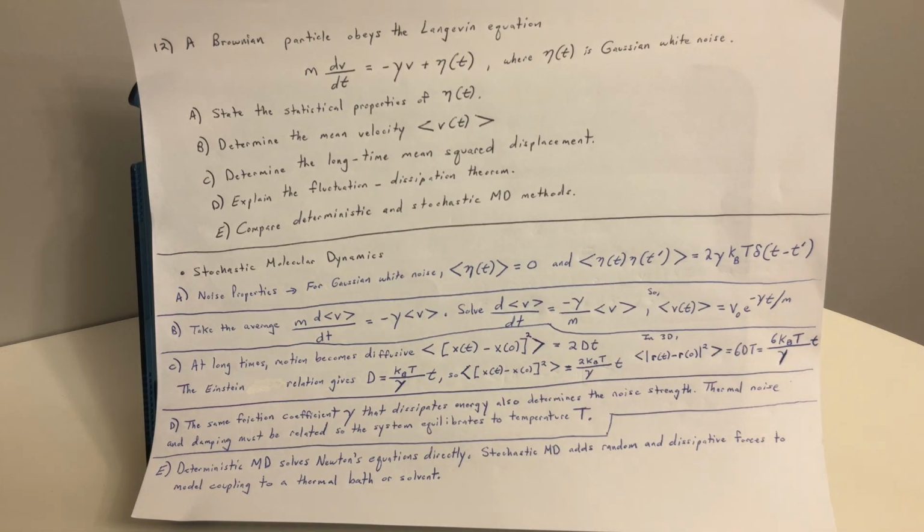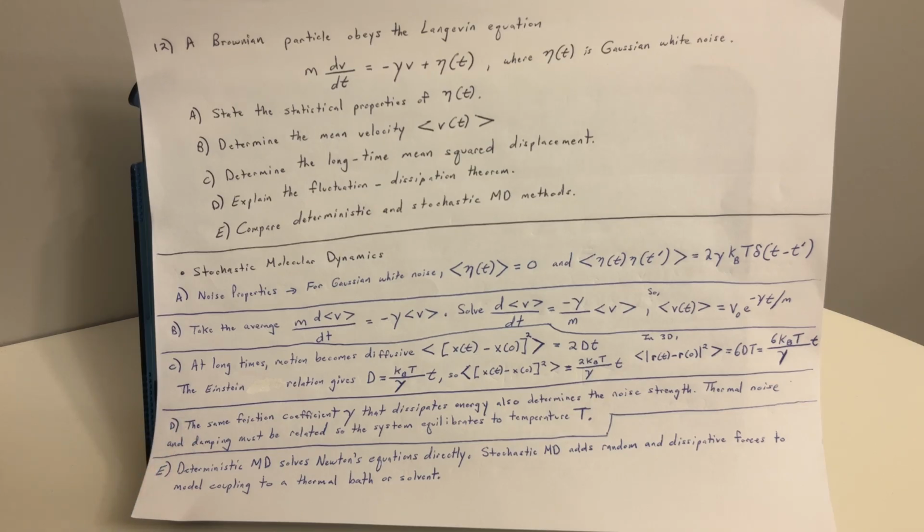And in 3D, the expected value of the magnitude of r of t minus r of 0 squared is going to equal 6 Dt, and that's going to equal 6 k sub B T over gamma times t. All right, part D, explain the fluctuation dissipation theorem.